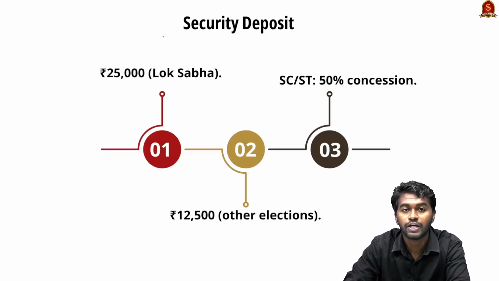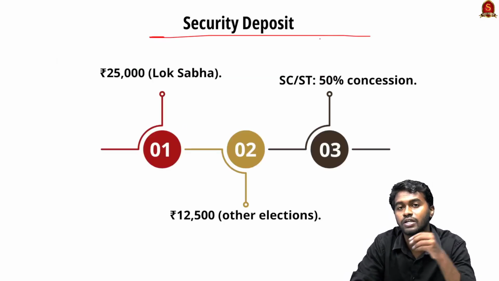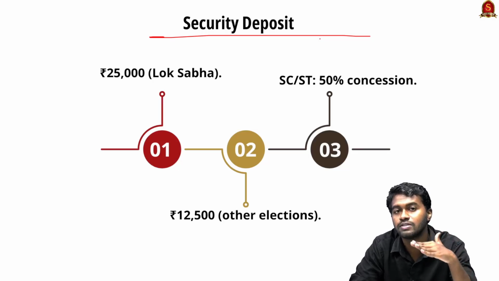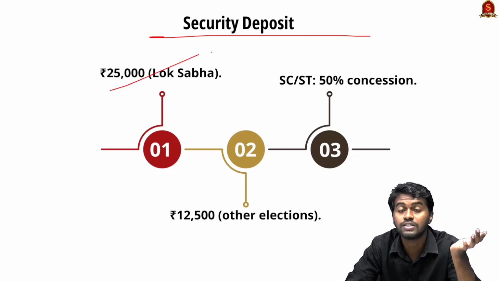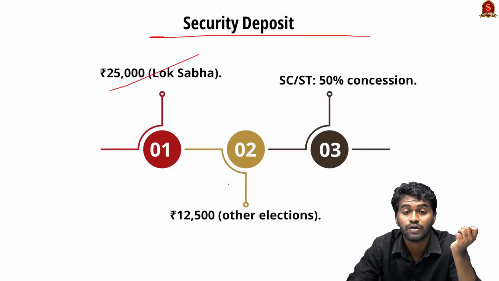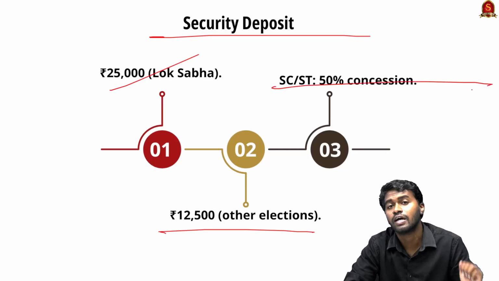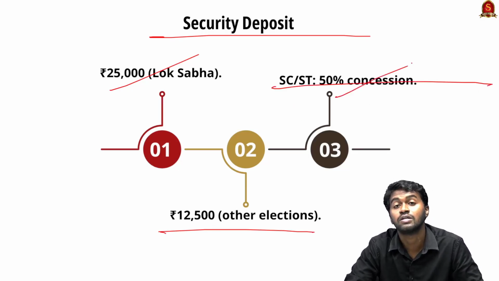So coming to the security deposit. A candidate has to make a certain deposit before contesting an election. In the case of Lok Sabha, it is 25,000, and in the case of other elections, it is 12,500. And for SC/ST candidates, there will be a 50% concession.